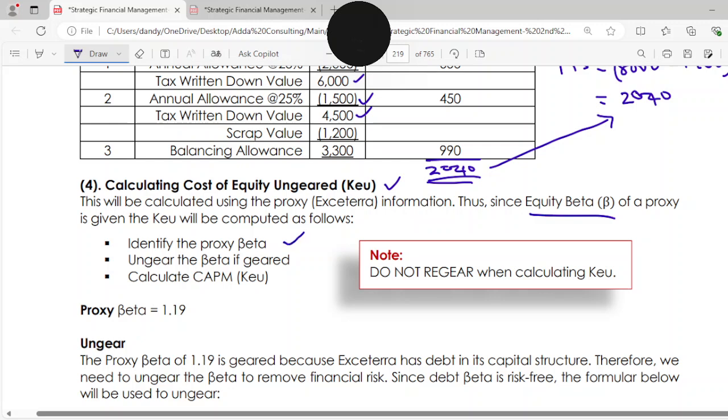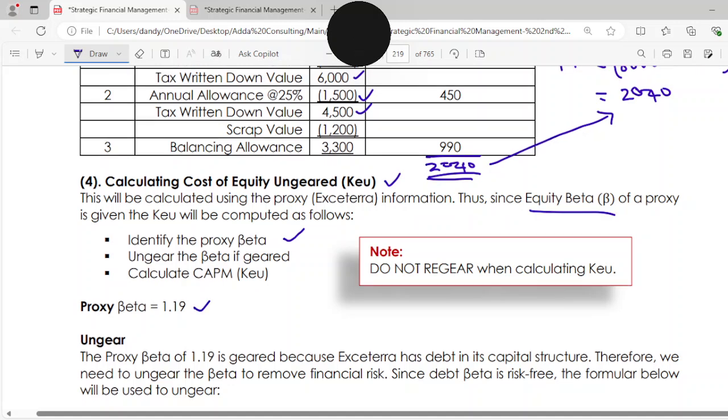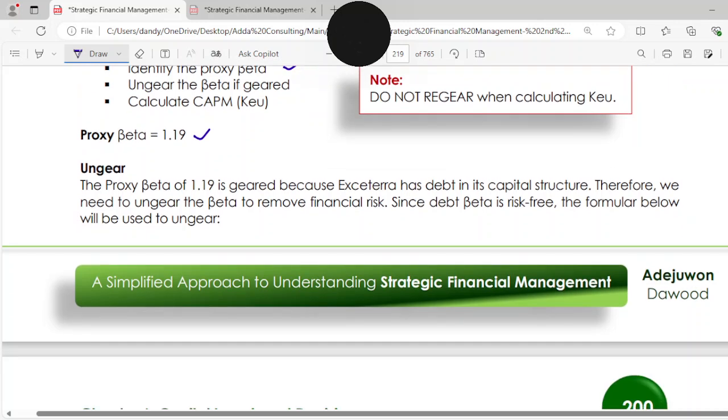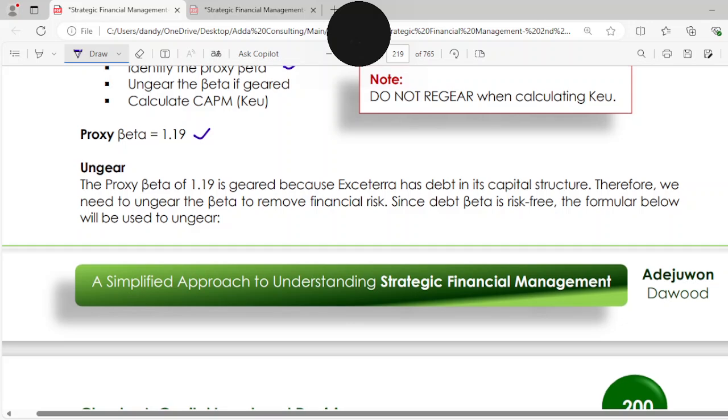Identify the proxy beta. We have done that, which is 1.19. Okay, we need to ungear now. We ungear because the beta of 1.19 is geared. It is geared because the company has debt, has debt equity ratio of 30%. So the proxy beta is geared because Xterra has debt in its capital structure. Therefore, we need to ungear the beta to remove financial risk. Since debt beta is risk-free, the formula below will be used.